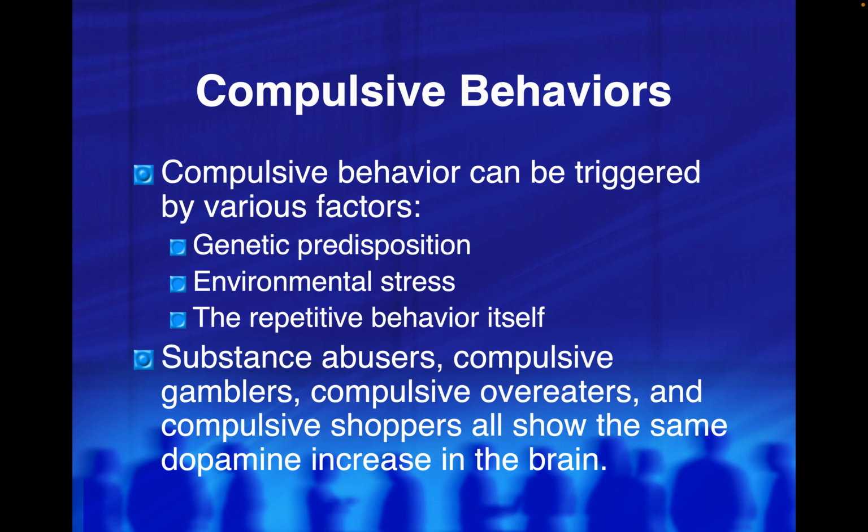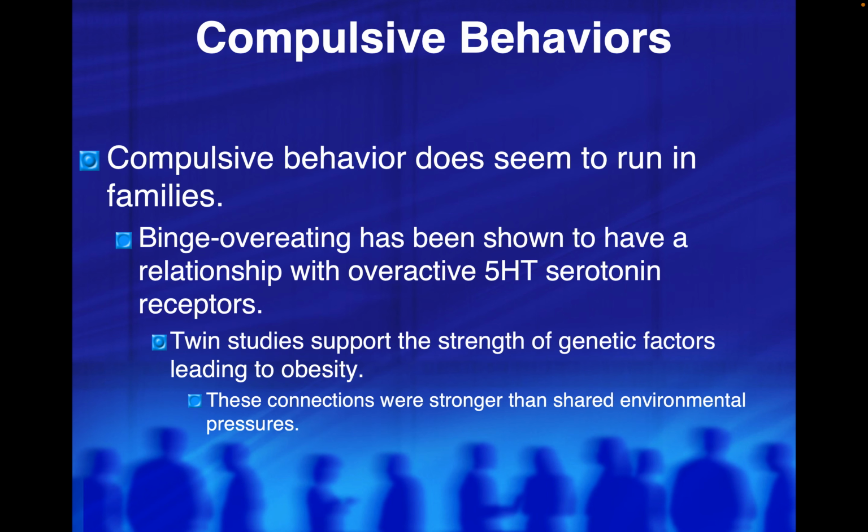Compulsive behavior can be triggered by various factors: genetic predisposition, environmental stress, the repetitive behavior itself. Substance abusers, compulsive gamblers, compulsive overeaters, and compulsive shoppers all show the same dopamine increase in the brain. Compulsive behavior does seem to run in families. Binge overeating has been shown to have a relationship with overactive 5-HT serotonin receptors. Twin studies support the strength of genetic factors leading to obesity. These connections were stronger than shared environmental pressures.